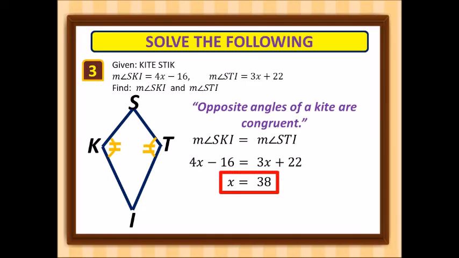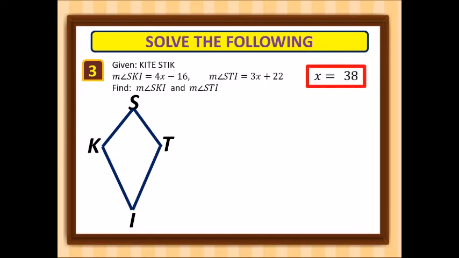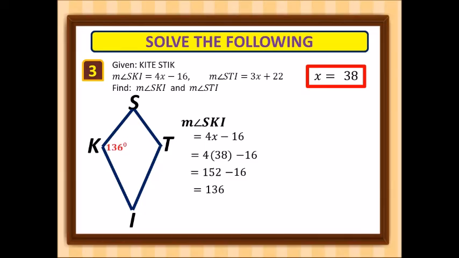Now, what is the measure of angle SKI? If x is equal to 38, the measure of angle SKI, once again, is 4x minus 16. So we substitute: 4 times 38 minus 16. 4 times 38 is 152. We copy minus 16. That is 136. So therefore, angle K is 136. So the measure of angle T should also be 136 since opposite angles are congruent.